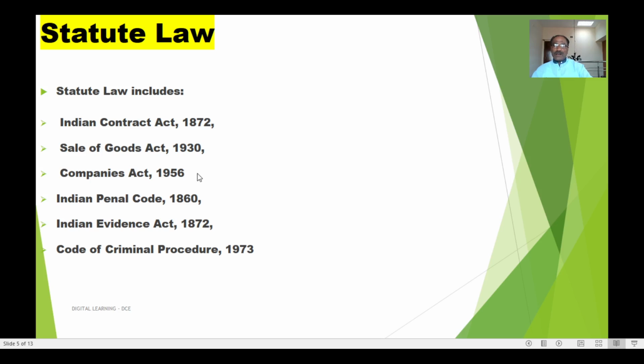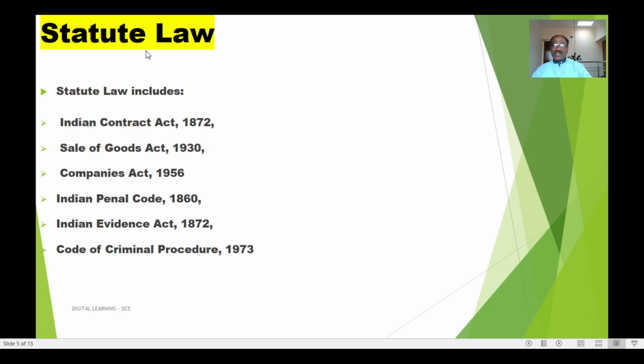Likewise, the Companies Act is very important. It lays down the rules and regulations relating to the formation of companies, registration of companies, the issue of securities and so on. The Indian Penal Code is also one of the important statute laws. The Evidence Act 1872 is also an important act, made by the Parliament. This is also a statute law. So also the Criminal Procedure Code 1973, which is a very important act.